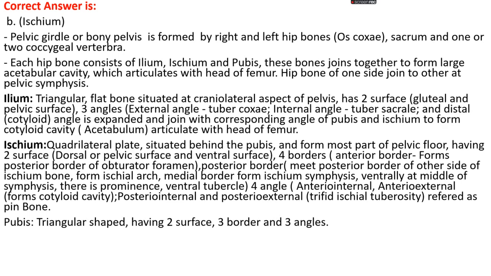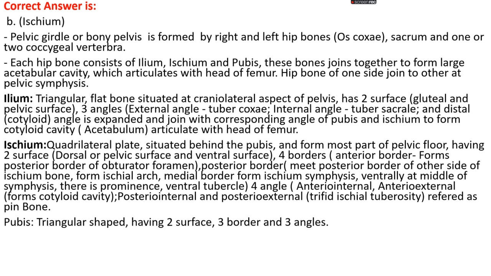The ilium is a triangular flat bone which is situated at the craniolateral aspect of the pelvis. The ilium has two surfaces, a gluteal surface and a pelvic surface, and three angles: the external angle, which is known as tuber coxae, the internal angle, which is known as tuber sacrale, and the distal cotyloid angle, which is expanded and joined with the corresponding angles of the pubis and ischium to form the cotyloid cavity, known as the acetabulum, which articulates with the head of the femur.